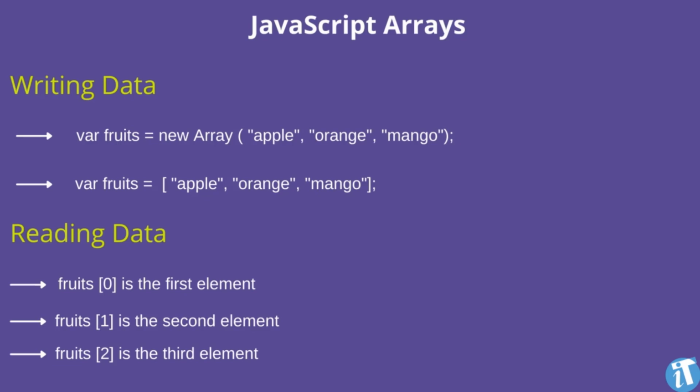Once you have defined the array, if you want to retrieve the elements separately, what you can do is write fruits, the name of the array, and then in the square brackets you can pass the index. As I said earlier, index will start with 0. So when you say fruits[0], it will give you apple, fruits[1] will give you orange, and fruits[2] will give you mango.